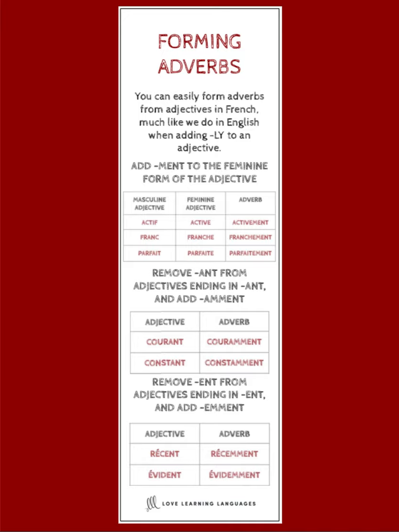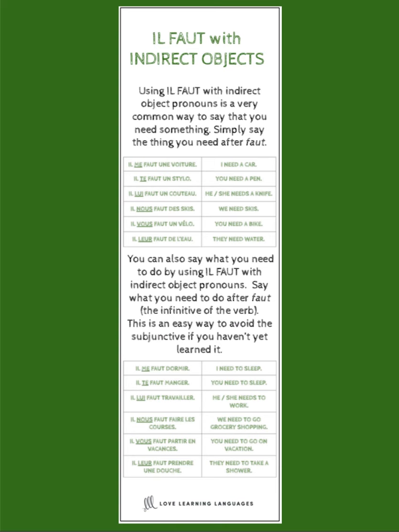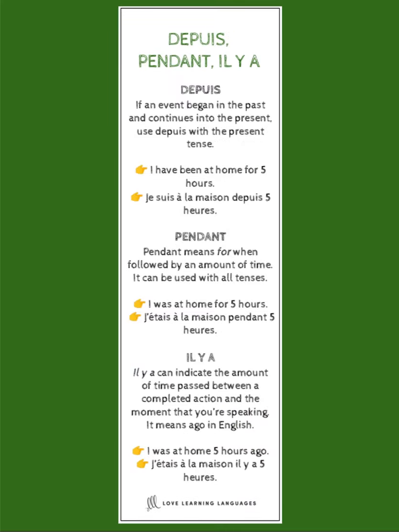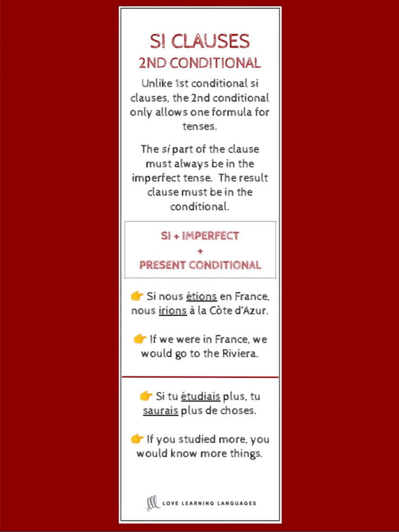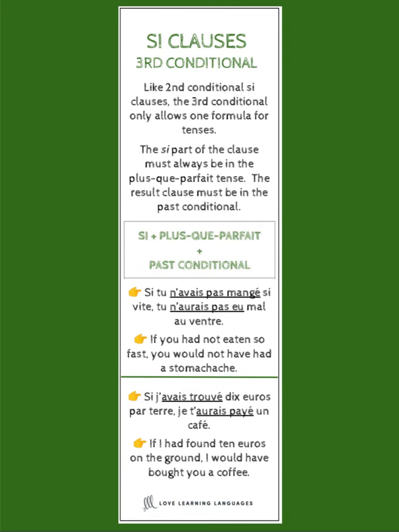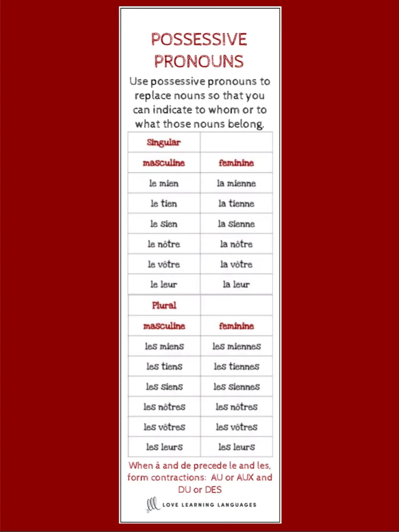How to form adverbs, using il faut with indirect objects. And so that is not using it with the subjunctive. This is a way to avoid the subjunctive. Did you ever get confused about when to use depuis, pendant, il y a? Well, here you go. Si clauses, more si clauses, more si clauses. These are just formulas that you have to follow. So it's good to have a reminder.